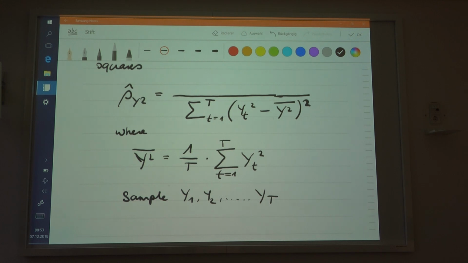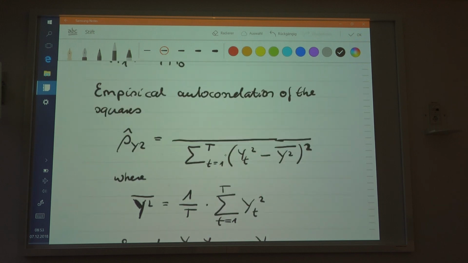Now first you calculate the mean of the squares, and then you put that into the sum that you see here. This is going to be the sum of the squared differences of the squares, so of the squared observations: this is the squared observation, and this is the mean of the squares. That relates to the variance of the squares. In the numerator, you have the autocovariance of the squares.